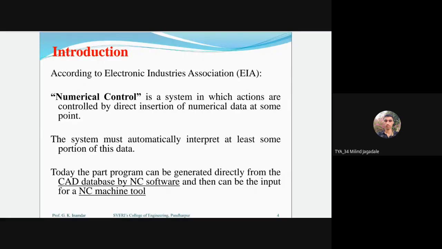By using different numerical values, different elements, different characters, different digits, we control the machine according to different programs, just as computer programs are also available. Now this system must automatically interpret at least some portion of its data. Today, the part program can be generated directly from the CAD database by the NC software.